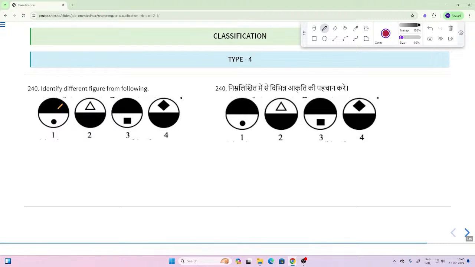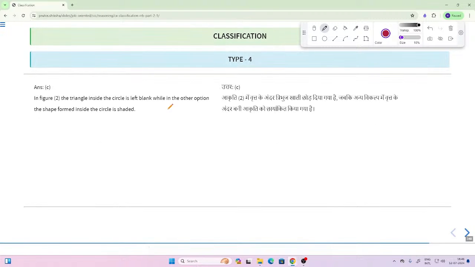Identify the different figure. 1, a circle half blacked out with a small dot. 2, a half circle filled, with an empty triangle. 3, a half shaded circle with a filled-in darkened square. 4, a half filled circle with a blackened diamond. 2 is the only one in which the smaller shape inside the circle is empty. So option number 2 is the odd one out. In figure 2, the triangle inside the circle is left blank, while in the other options, the shape found inside the circle is shaded.